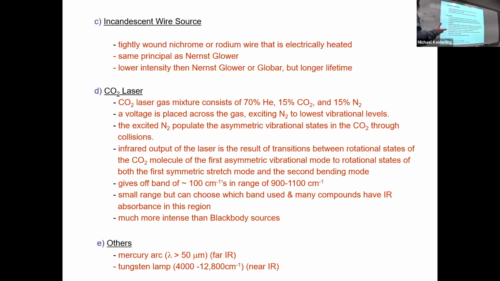It gives off a band of around 100 inverse centimeters within a range from around 900 to 1100 inverse centimeters. It's a small range, but you can choose which band is used, and many compounds have IR absorbance in this region. And it's much more intense than typical black body sources. So it's useful if you're trying to detect something specific that you know the range you're going to measure in. It's not so useful for general analysis.